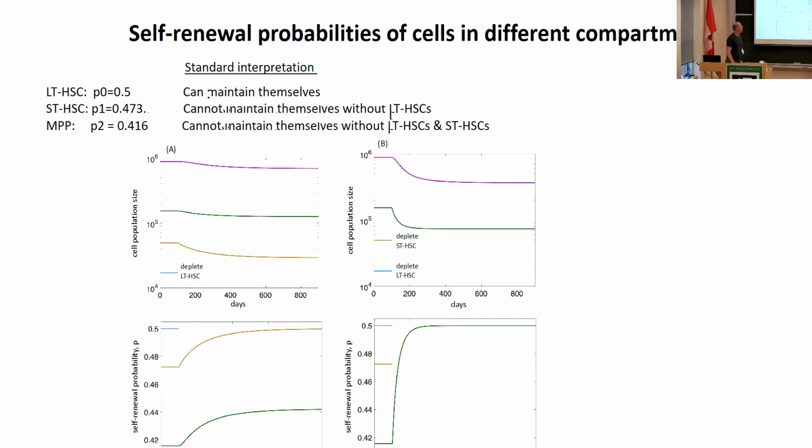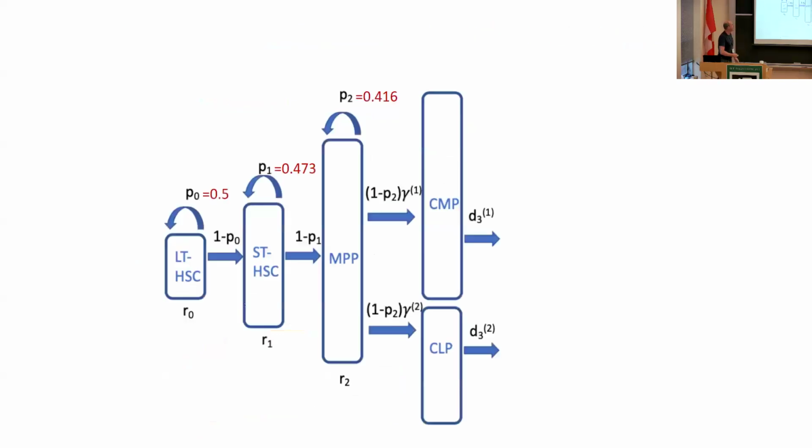So this exercise tells you that although you have these self-renewal probabilities at equilibrium that you can observe and measure, the interpretation is not straightforward. Even if they're less than 0.5, it does not mean that they cannot maintain the hematopoietic system in principle, because if you remove the long-term stem cells, the rest of them adjust as a result of feedback to maintain the hematopoietic system. Of course, eventually they will run out of replication capacity, especially if the MPPs maintain it, because they don't have infinite replication capacity, but for quite a while they can maintain the hematopoietic system.